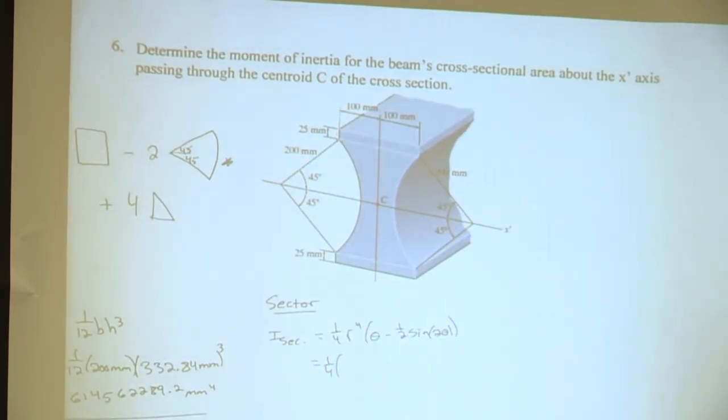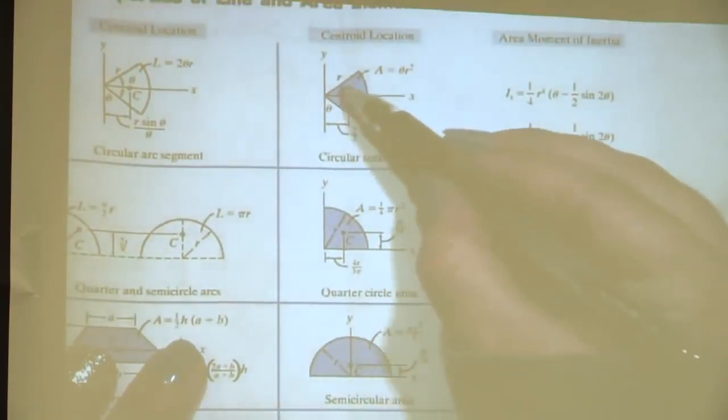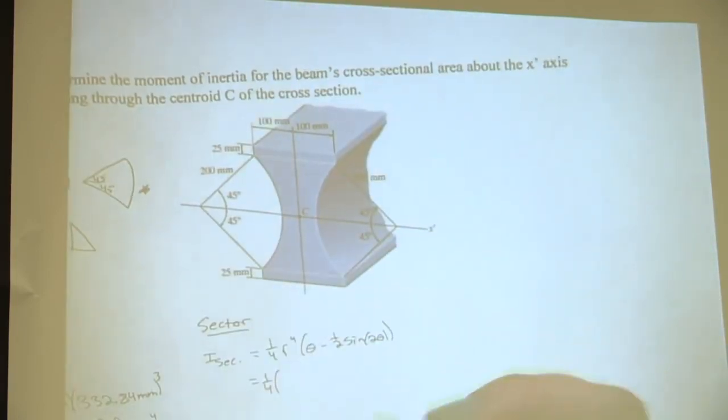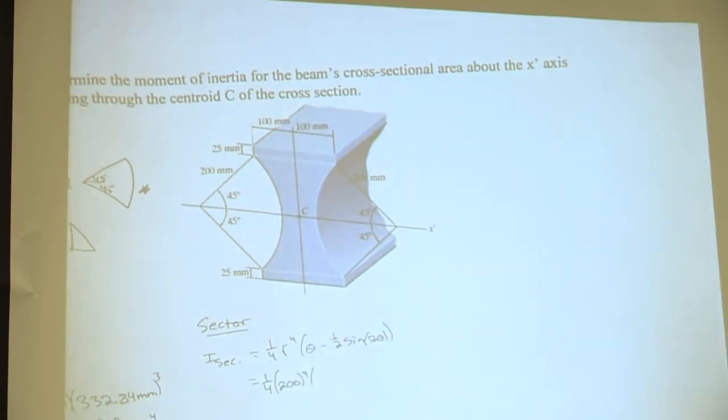What is r? If you're not sure, look back at the figure. What does it say that r is? So this distance right here. So what is that distance? 200 to the fourth. And what is theta? Can we leave it as 45? No, what do we have to do? Awesome, so convert it to radians, and what is 45 degrees in radians? Pi over 4.